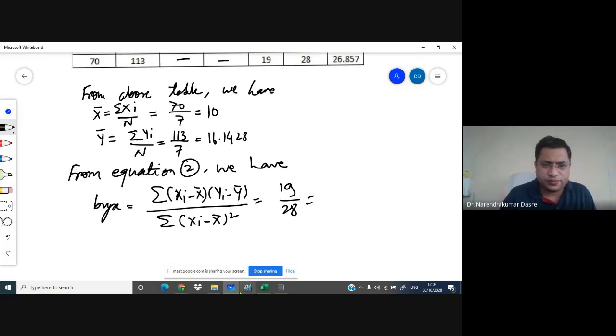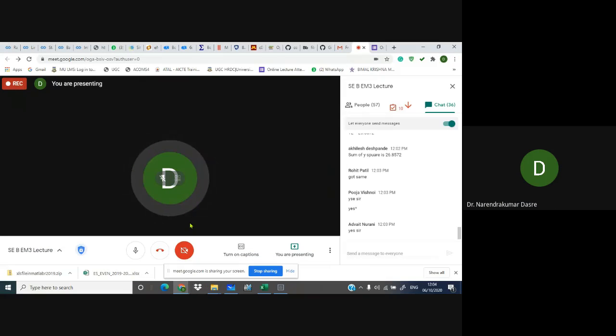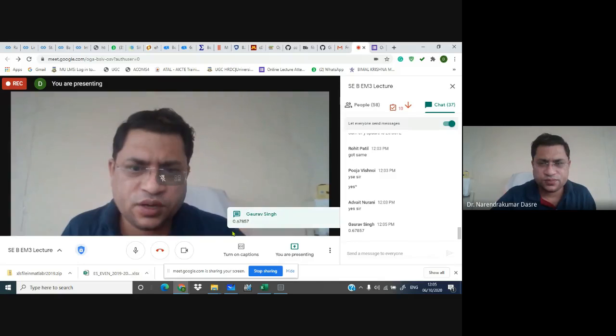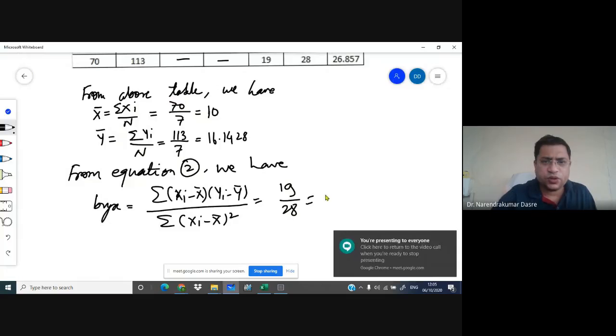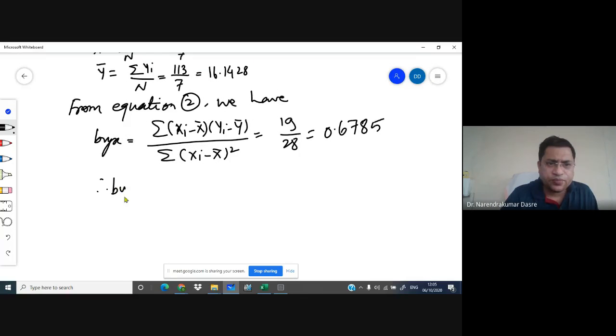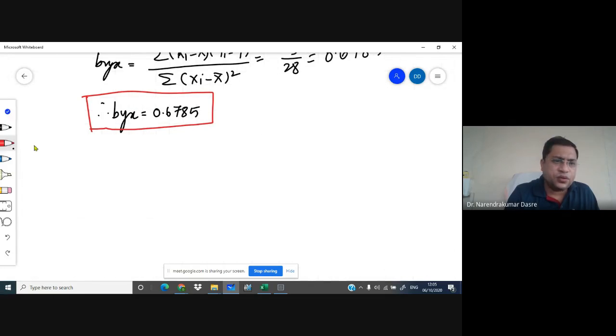So what is the value you got here? What is the value of byx you got? 0.6785. That's great. So we got byx equal to 0.6785. Now, once you know the coefficient, we are able to calculate the line of regression.